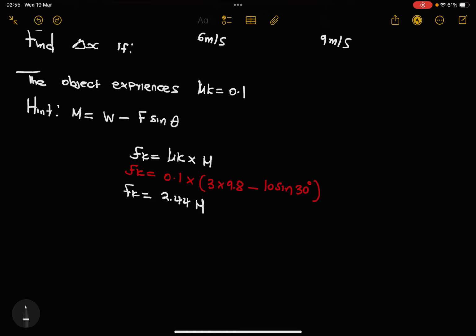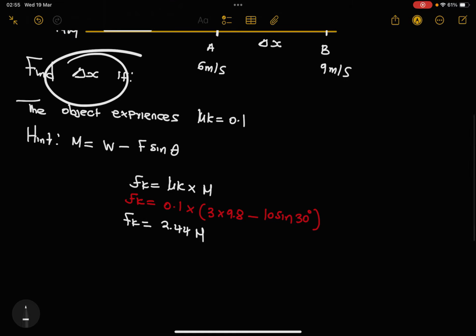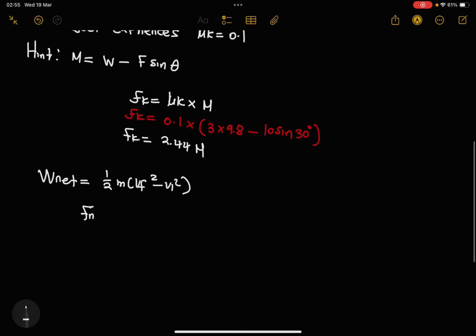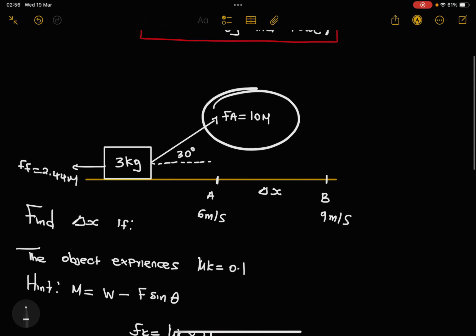So let's actually continue with what we're doing, right? We want to calculate the change in X. So how are we going to do it? I'm just going to say, well, we know that W net actually equals 1 over 2m times V final squared minus V initial squared. So what are we going to use? We're going to use the Newton laws of motion method, which says that F net equals the force applied minus the frictional force. Remember that sometimes there would be some other forces involved. So we're just going to have F net equals our force applied.